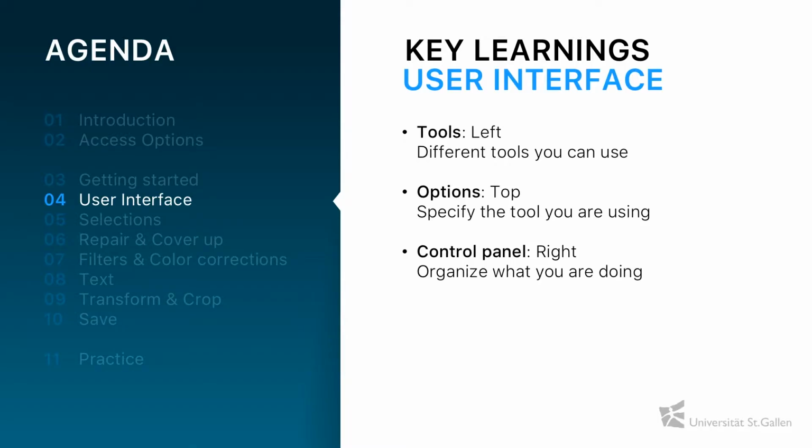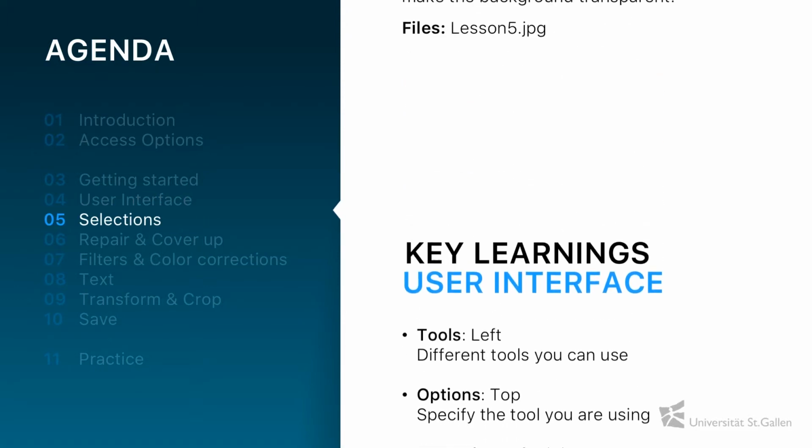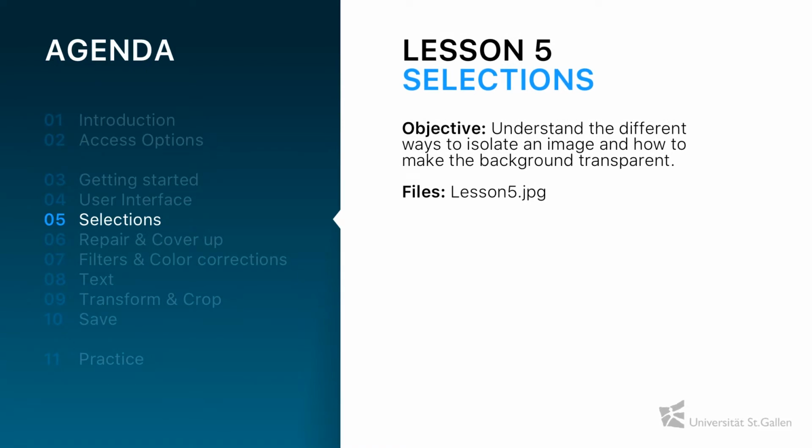Here's a quick recap. The left-hand side gives you different tools to use. If you want to get even more specific, you can use the top part that adjusts itself according to the tool selected. The right-hand side is your control panel. Important are the Navigator tools to navigate within the image, History to reverse or forward actions, and Layers to set which image should lie on top of one another. Now let's move to Chapter 5 to get you familiar with the different selection tools.